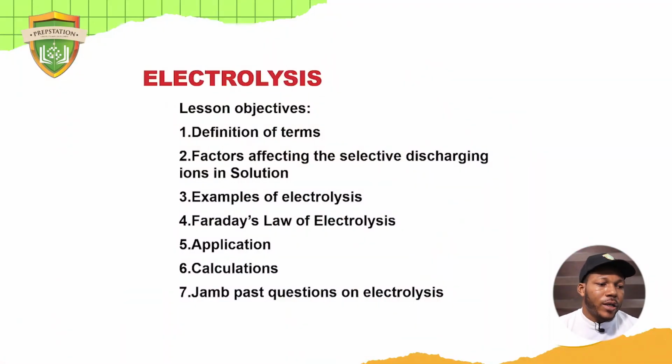On this topic, we look at the definition of terms, then also look at factors affecting the discharge of ions, then examples of electrolysis. We now look at Faraday's laws and the calculations. Then later we look at some past questions related to electrolysis.